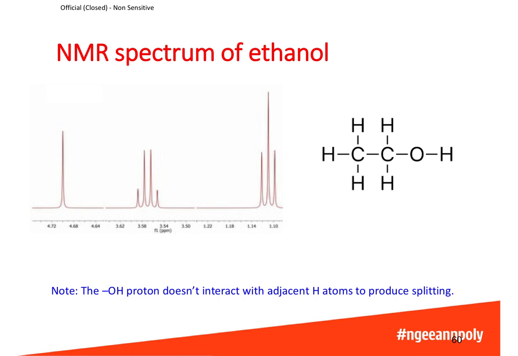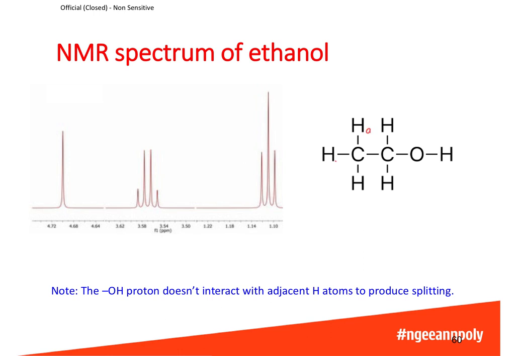Now let's take a look at another NMR spectrum, the NMR spectrum of ethanol. Let's first take a look at the chemical structure of ethanol. There are hydrogen atoms in 3 different environments, one for CH3, one for CH2, and one for the H atom that's bonded to O. First, let me label the hydrogens.